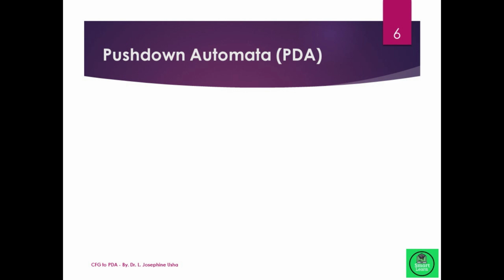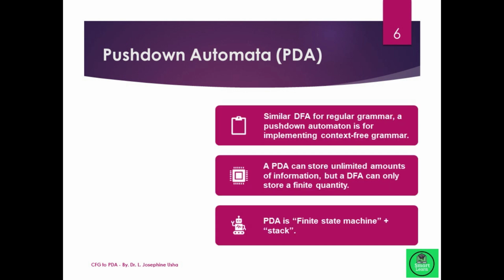So next we see what is pushdown automata and how we can define the pushdown automata, okay? The pushdown automata is similar to the deterministic finite automata for a regular language, okay? So for any regular grammar, we have an equivalent deterministic finite automata. Similarly, for any context-free grammar, we have an equivalent pushdown automata, okay? So we can define pushdown automata. It is used for recognizing the context-free grammar, okay?